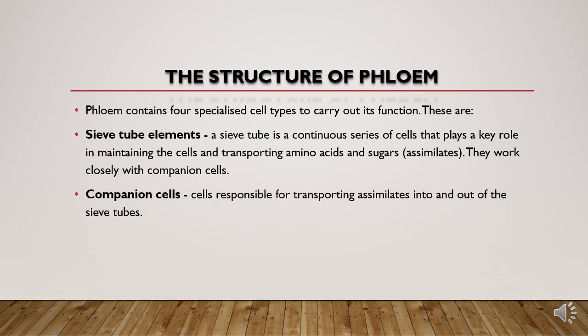The phloem also contains the companion cell, which is responsible for transporting amino acids and sugars into and out of the sieve tubes. As we saw, the phloem is made up of one sieve tube and another sieve tube, but in between are the sieve pores and sieve plates. The companion cell is responsible for moving substances from one sieve tube to another, through the sieve pores and the sieve plates.